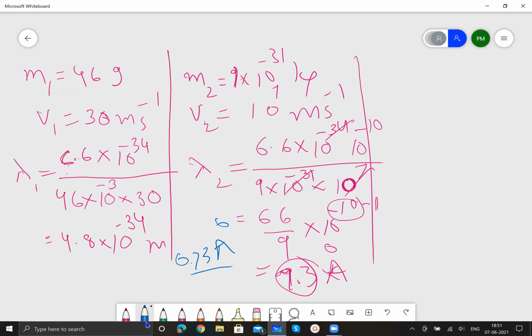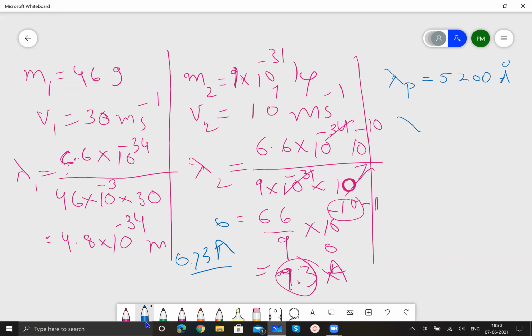What should be the velocity of an electron so that its momentum becomes equal to that of a photon of wavelength 5,200 angstrom units? So how do you do this?